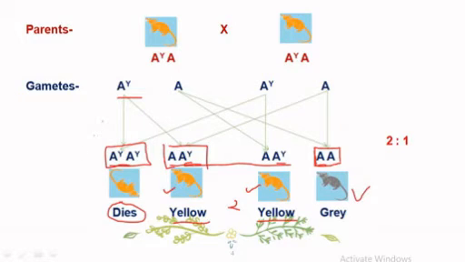So out of 4 offspring, 1 died, see here, and only 3 survived. Out of these 3, 2 carry the trait for lethality and 1 is totally normal. So the progeny are produced in the ratio 2:1. This is the first example, that is, coat color in mice.